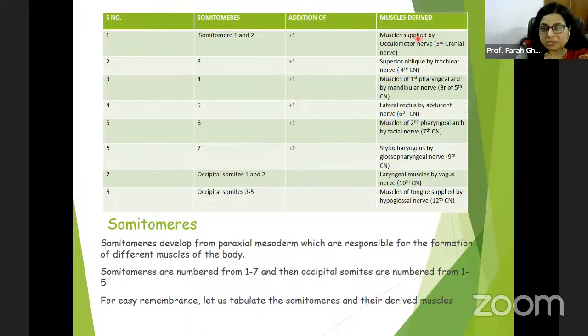So basically muscles supplied by the oculomotor, that is the third cranial nerve, are basically derived from somatomere 1 and 2. Then we have superior oblique.